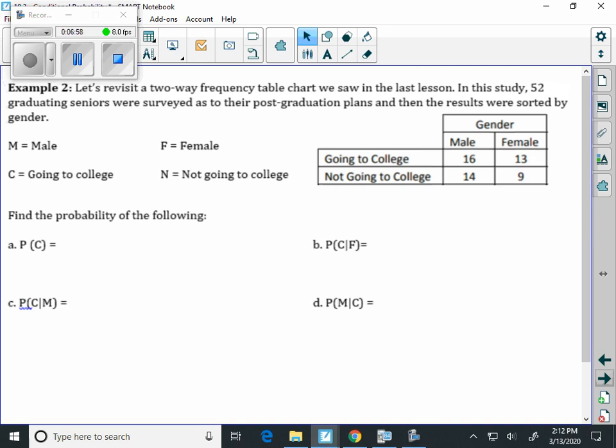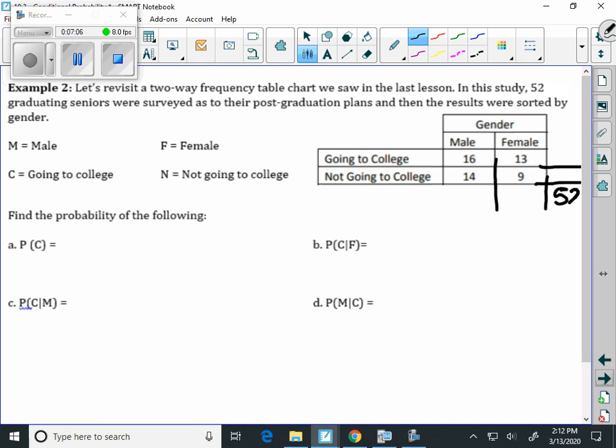Just to save a little bit of time, let's fill in our totals. Remember, this should be 52 graduating seniors. If we add 16 plus 13, we get 29. If we add 14 plus 9, we get 23. 16 plus 14 is 30, and 13 plus 9 is 22. So now we've got the totals in there. Use Desmos or your calculator to get those totals.